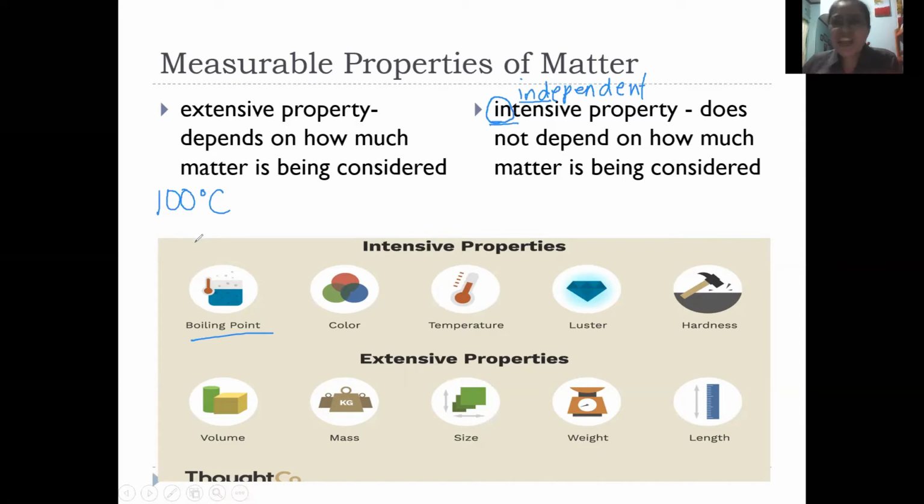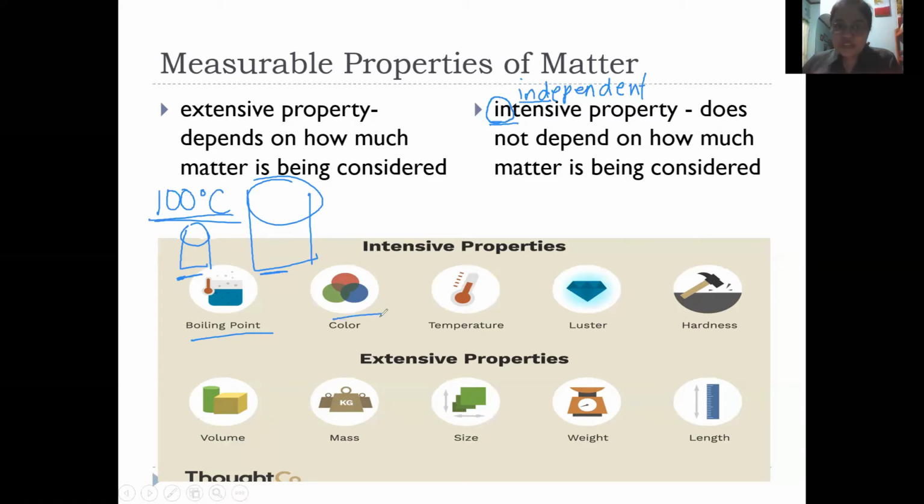Now, bakit siya intensive? Kasi yung isang baso mo ng tubig at isang drum mo na tubig, magbo-boil yan at 100 degrees Celsius. Therefore, wala siyang pakialam kung maliit man or marami yung substances mo. Constant pa rin yung boiling point.